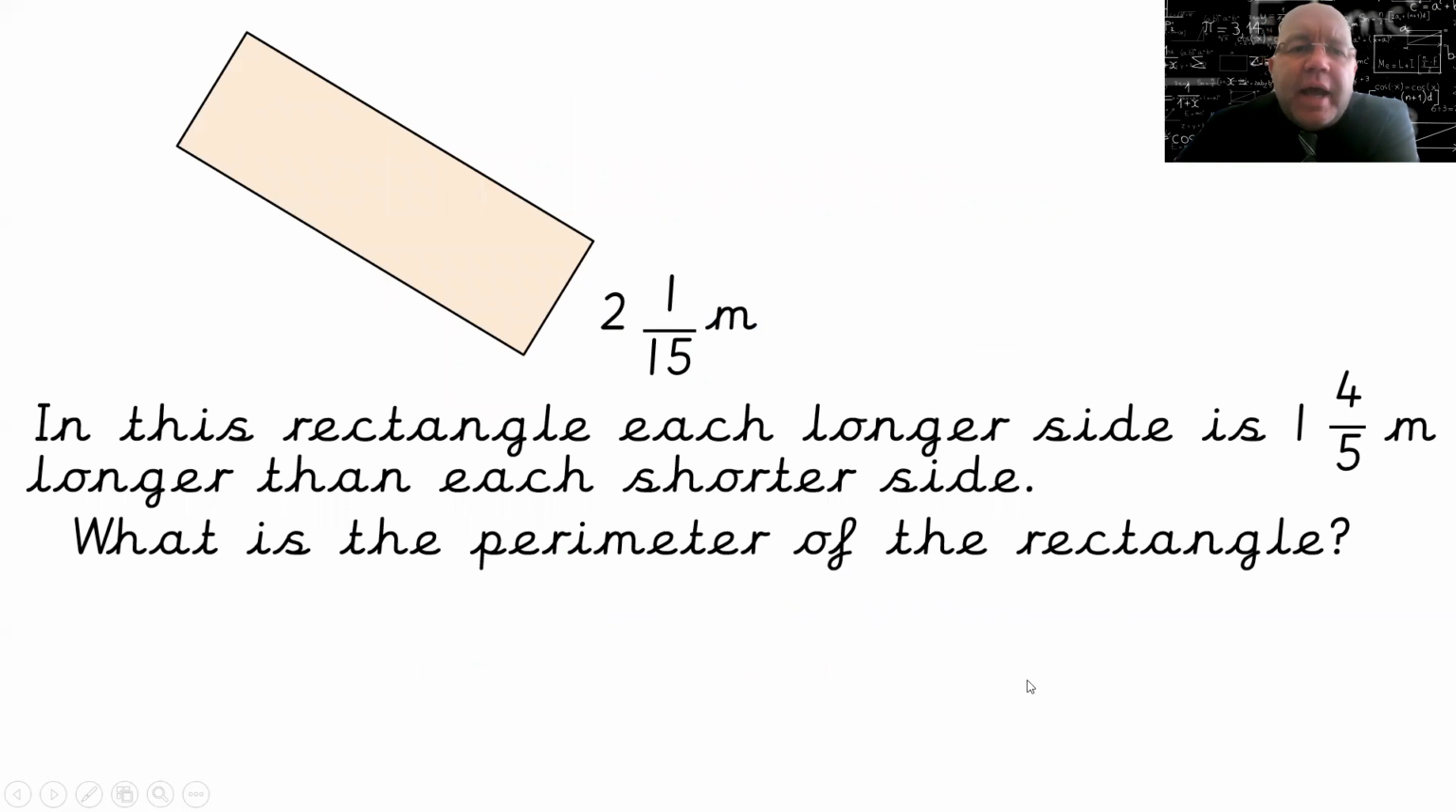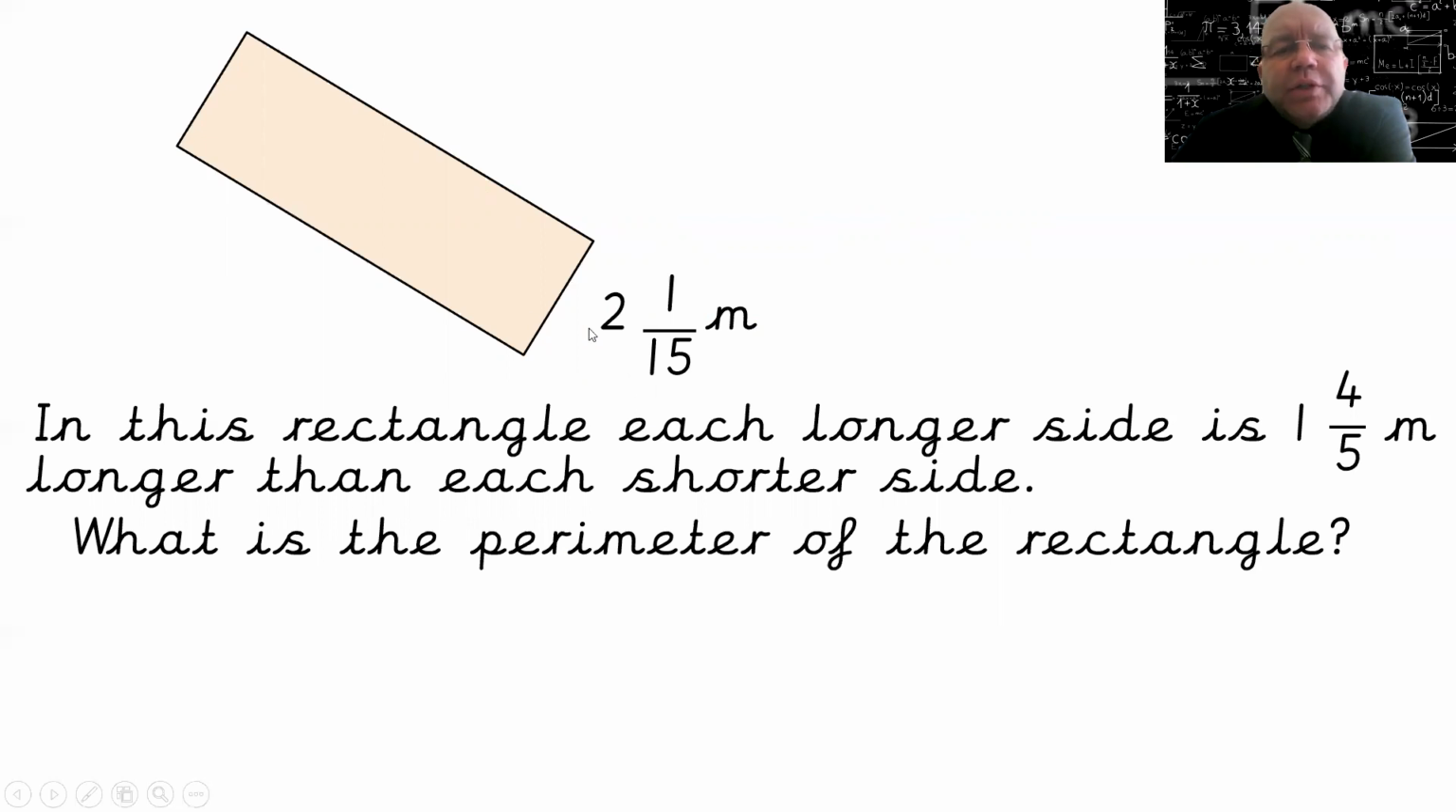Right, just a little extra. We've got a rectangle here, and in this rectangle, each longer side is 1 and 4/5 of a meter longer than each shorter side. What's the perimeter of the rectangle? Okay, so a little bit of problem solving here. If you've understood everything we've done so far, then I am more than happy. You're doing a great job. This is a little bit of a challenge.